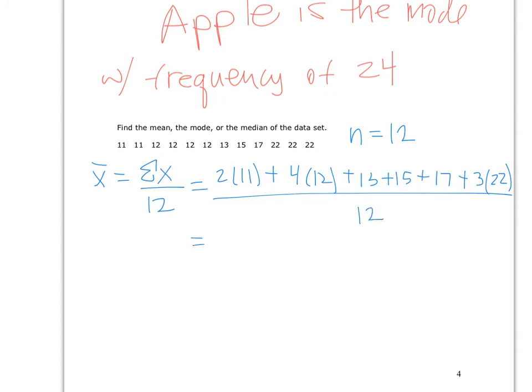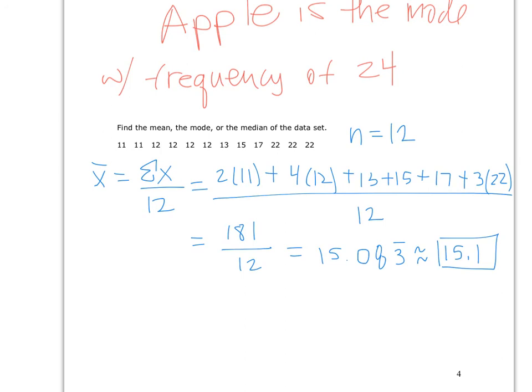Okay, so you can pause and plug that into your calculator. Then we get 181 for the sum over 12. That results in 15.0833 repeating. Now remember, we want to round to one more decimal place than in the data, so we're going to go out to tenths. So we get 15 point, that 0 will round up to a 1 since the 8 is 5 or greater. All right, so there's our sample mean, 15.1.